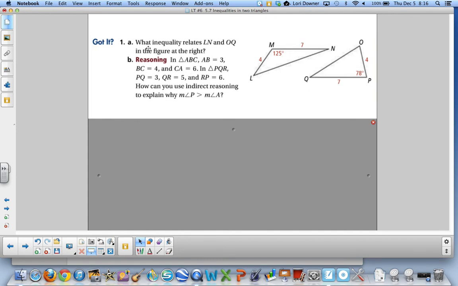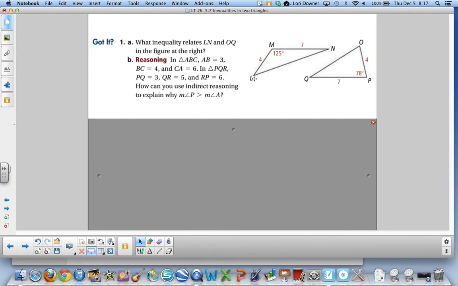Let's look at 1A. What inequality relates LN and OQ? Notice I have MN congruent to QP. They're both 7, and these two sides are both congruent by 4. The included angle here is 125 and here is 78. We know that 125 is greater than 78. So what does that tell us about LN compared to QO? Pause the movie, write it down, and then press play when you're finished.